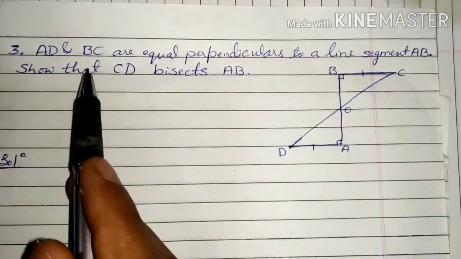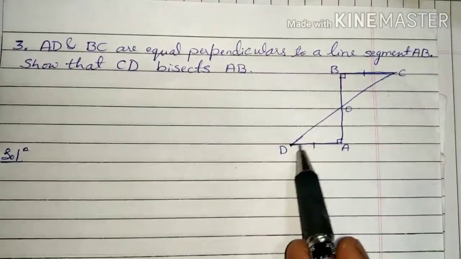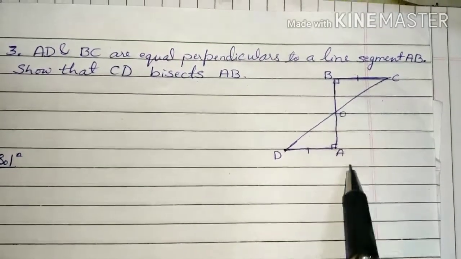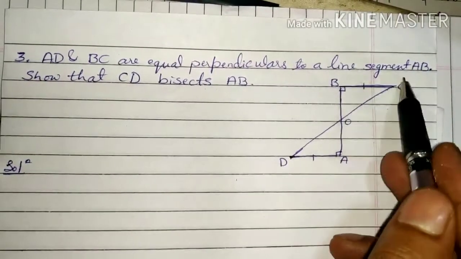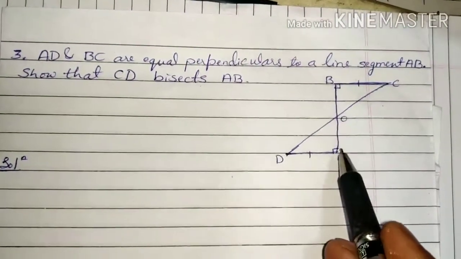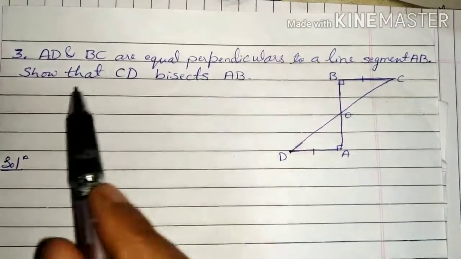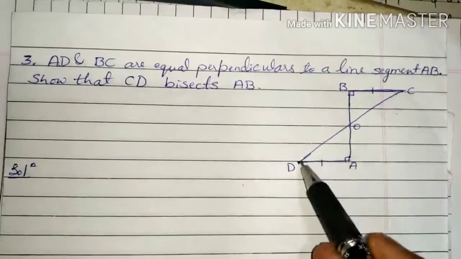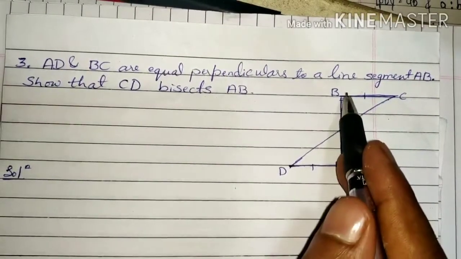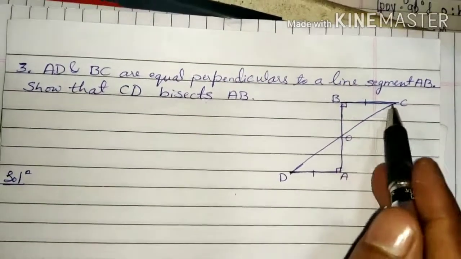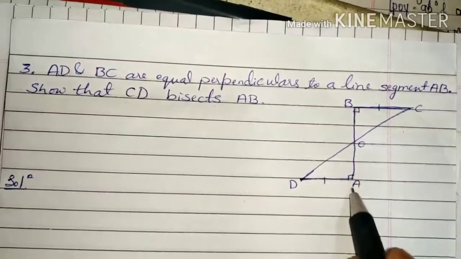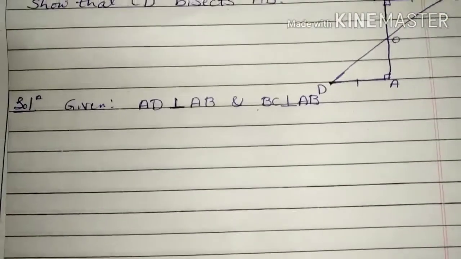So AD and BC, here you can see AD and BC are perpendiculars to the line segment AB. BC is perpendicular to AB as well as AD is perpendicular to AB. So what we have to show, CD bisects AB. That means AO is equal to OB. If AO is equal to OB, then this line bisects AB. So that is the meaning. Bisect means equal half. Okay, that we have to prove.